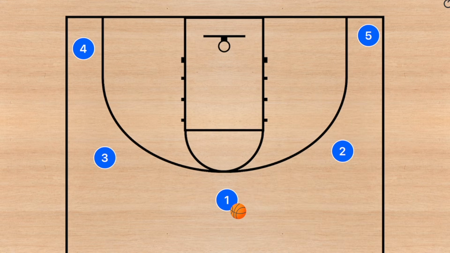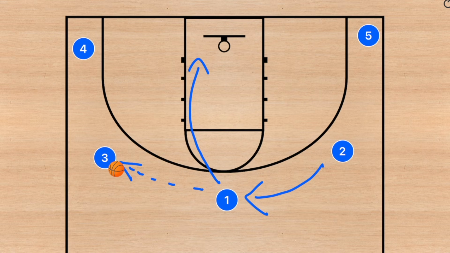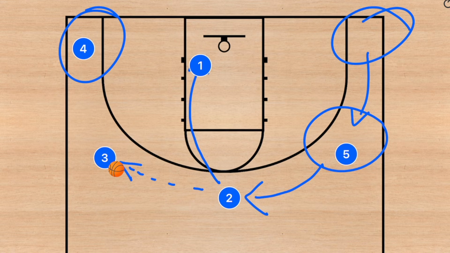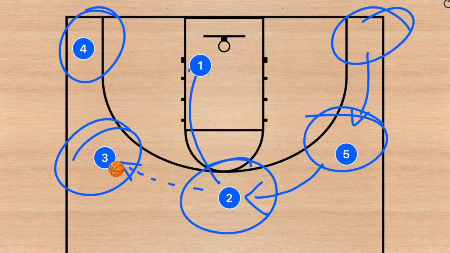So the 5-out pass and cut, very simply, is if you pass the ball, then you cut to the rim, and the players on the opposite side from where you passed will then fill in those spots, as if there are 5 spots on the court. There are the corners, the wings, as well as the point. Those are the most basic spots that the players need to know.